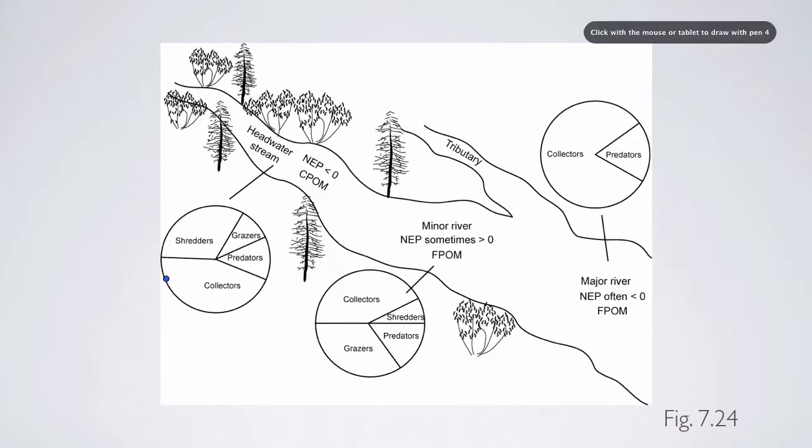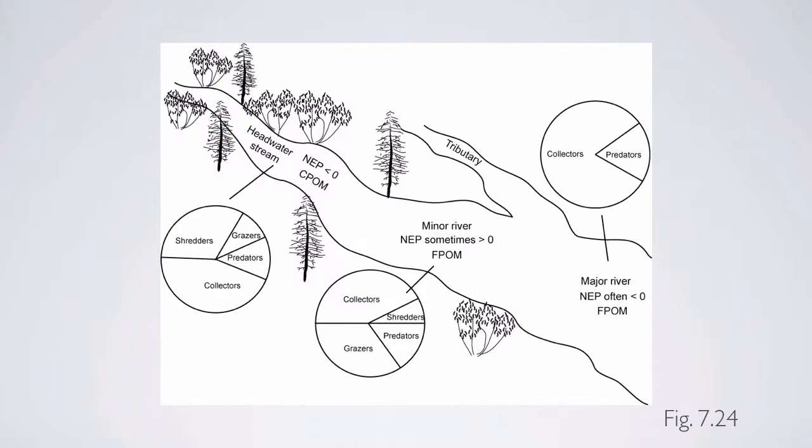So headwater streams have first a unique source of carbon in that it's a relatively small reach where leaves and wood, for example, enter the stream. And there are sources of carbon that are unique in headwater streams compared to minor and major rivers.